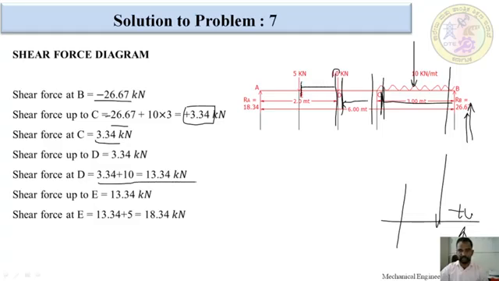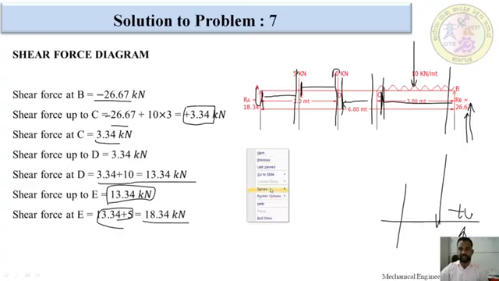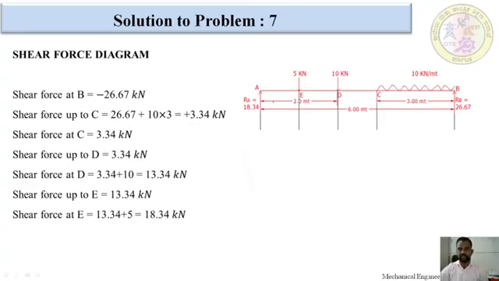Up to E point we have the same load, 13.34. After that, at E point we have to add 5, because a downward force is a positive force in shear force calculation. Plus 5, we get 18.34 kilonewton at E point. Up to A point we also have the same value, 18.34. By the trial and error method, we conclude that the value at A point should be equal to the reaction. Then only we can conclude that this problem is correct.